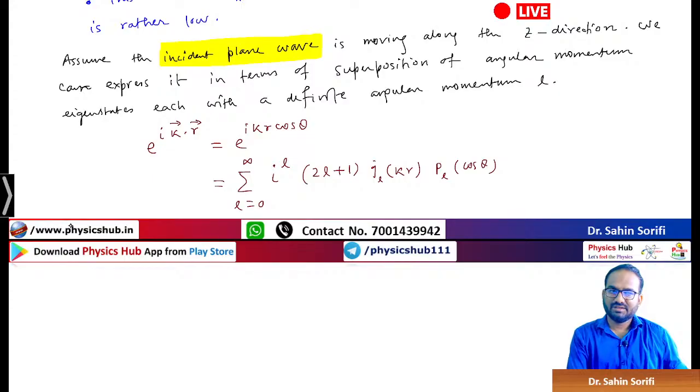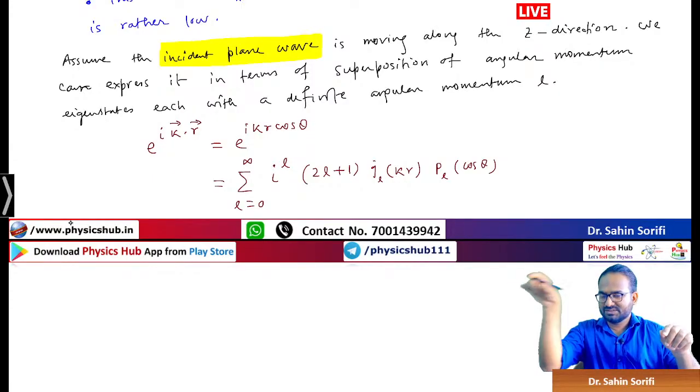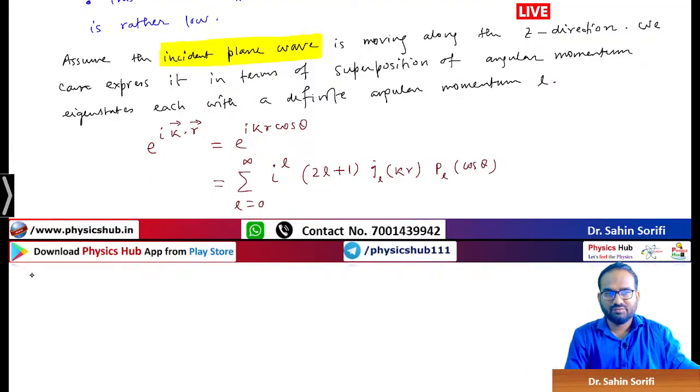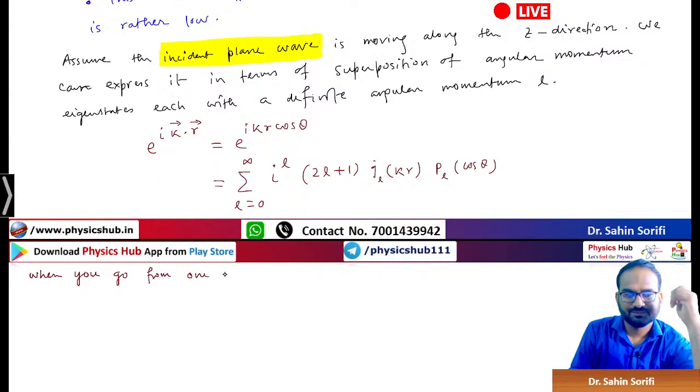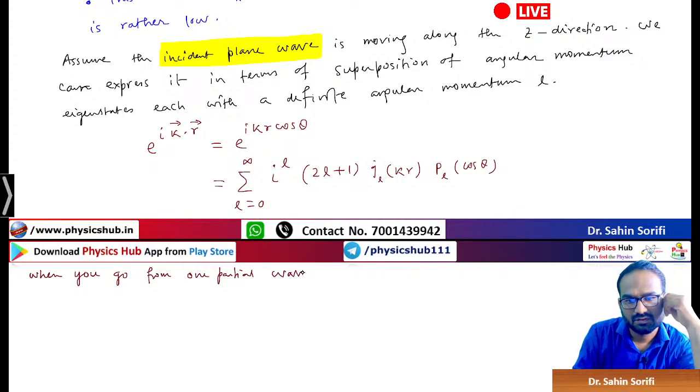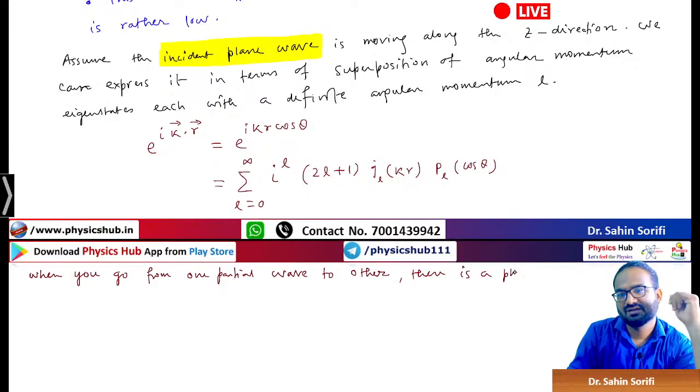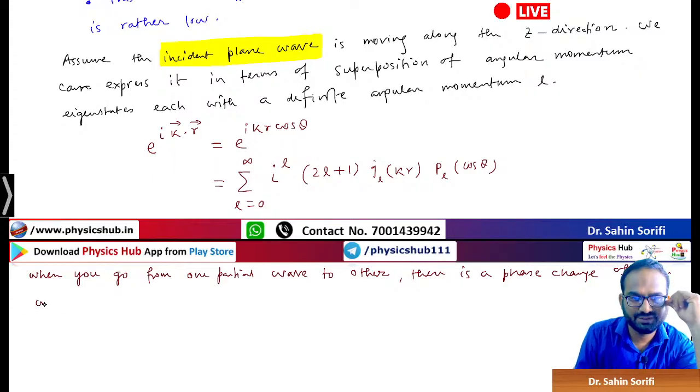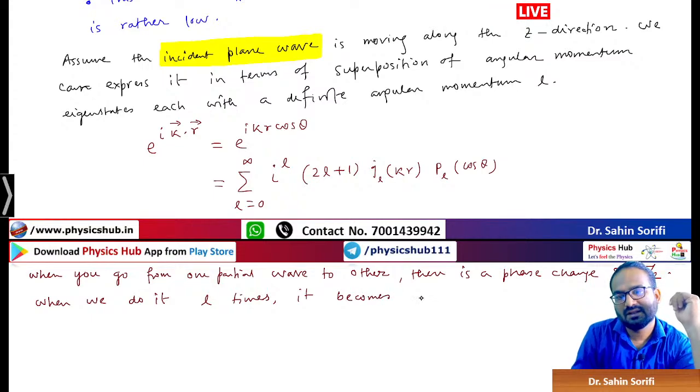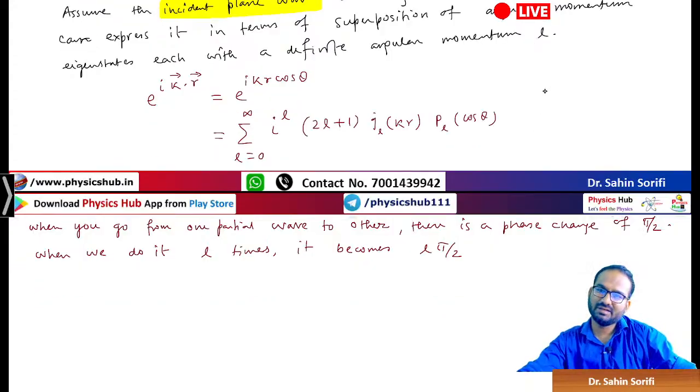So you see, this is how you can express it. Now you can imagine it in this way, that the complete wave is there. So it is decomposed into different parts, and each part has its own angular momentum L. Now when you go from one partial wave to the other, there is a phase change of pi by 2. So when we do it, let's say, L times, it becomes L pi by 2, each time pi by 2. So L times, L pi by 2.